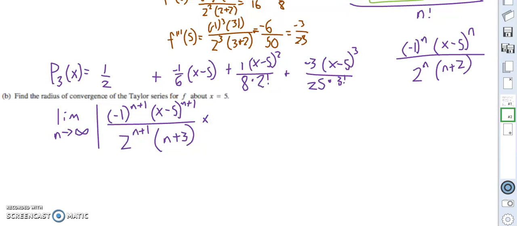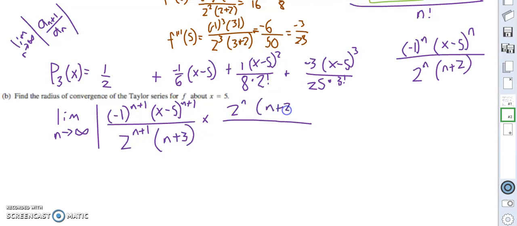Ratio test in general looks like, I'm writing sideways, because that's cool. This is my a sub n plus 1. To divide by a sub n, I'm going to multiply by the reciprocal of a sub n. So I'll do times 2 to the n plus 2 on top, negative 1 to the n on bottom, x minus 5 to the n on bottom.